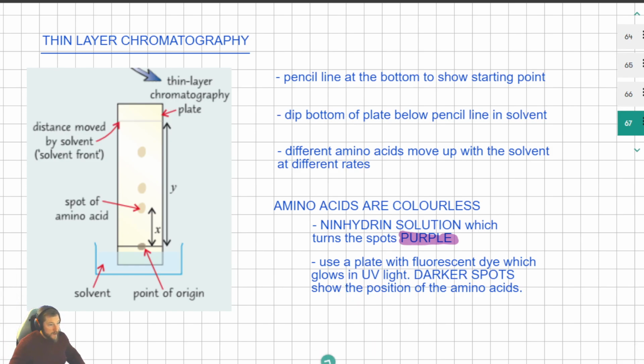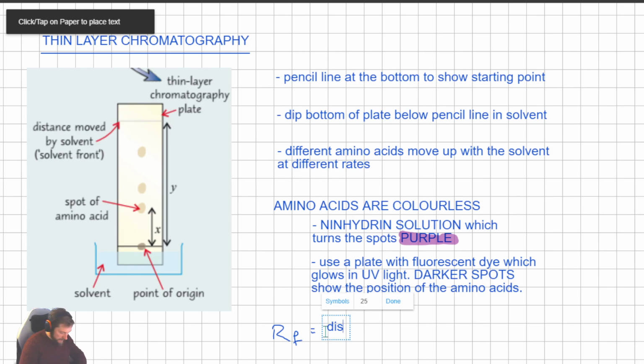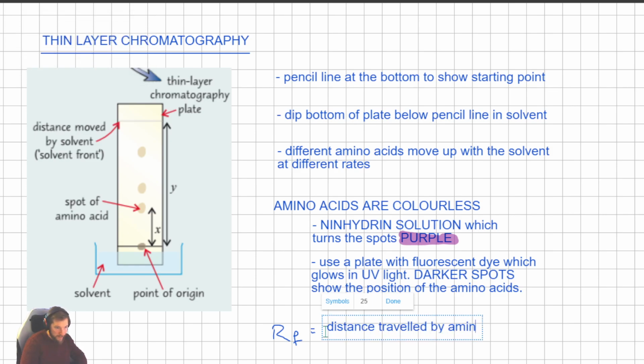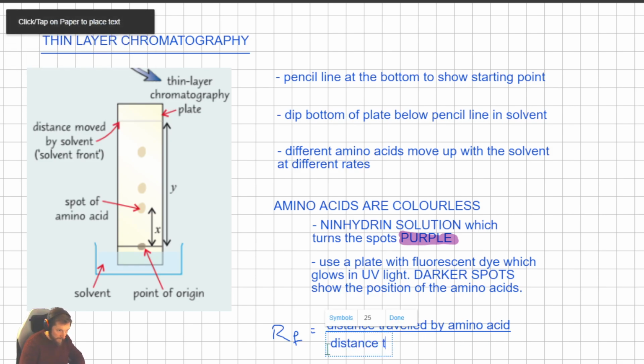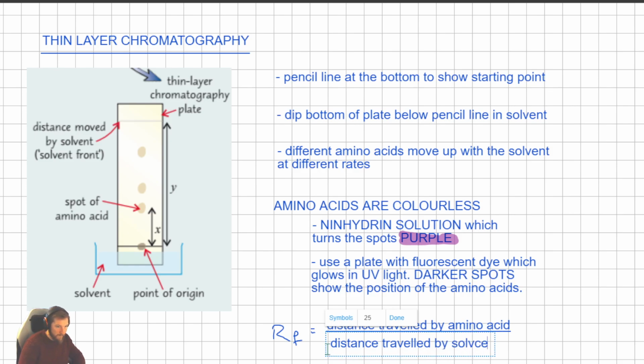And then, as with other chromatography experiments that we've done in the past, we can measure an RF value. And the RF is distance travelled by amino acid divided by distance travelled by solvent front. And in this way, we can find an RF value which gives us a piece of information that is characteristic of that amino acid. And you can go and look it up in a reference book and find the amino acids that have that RF value.